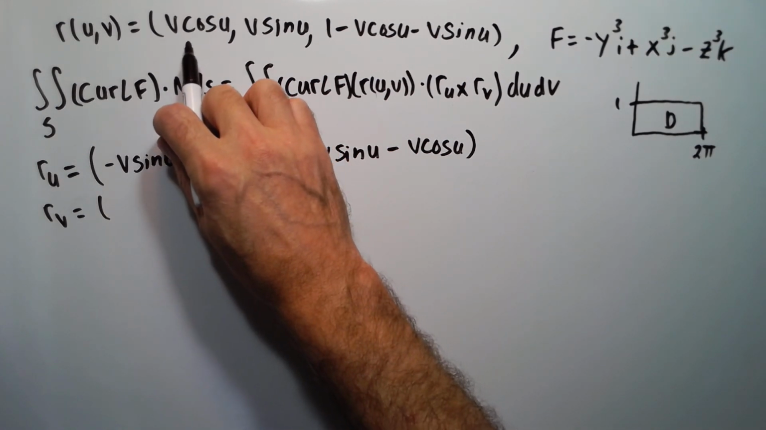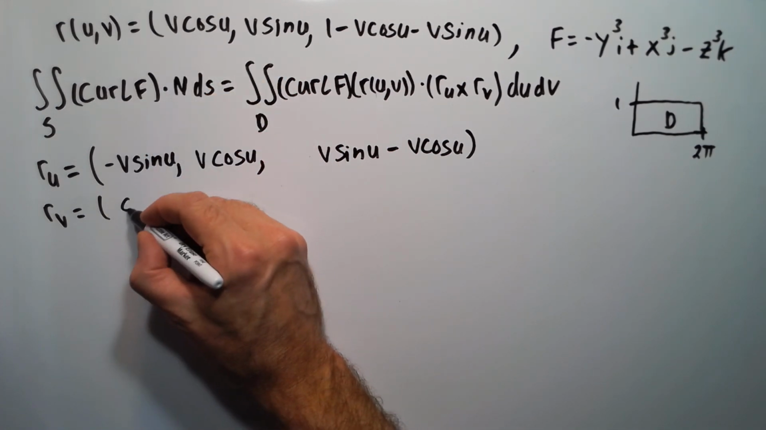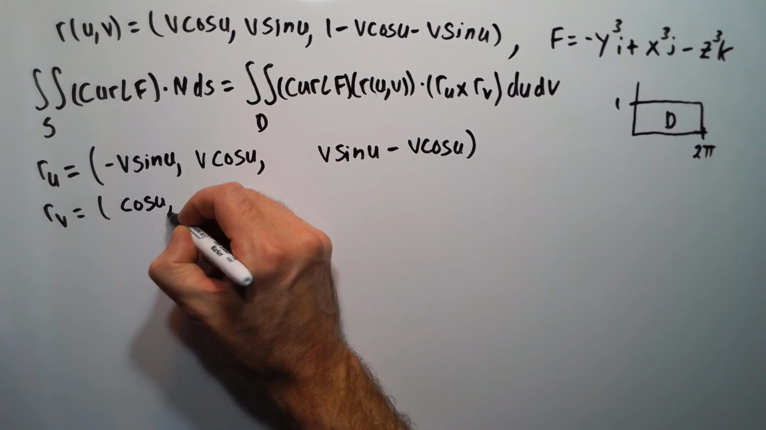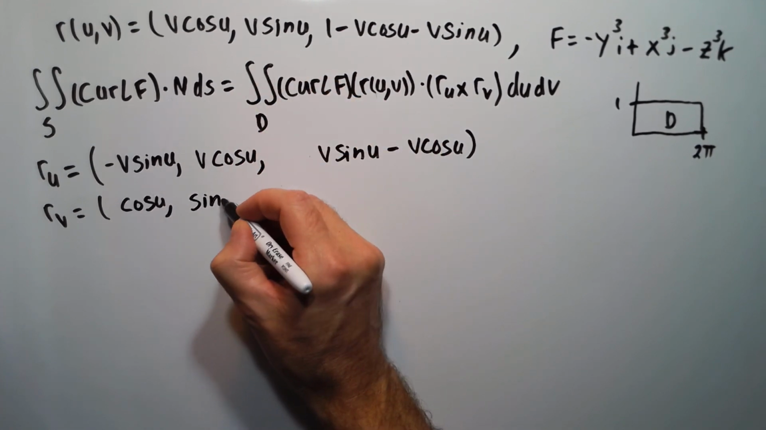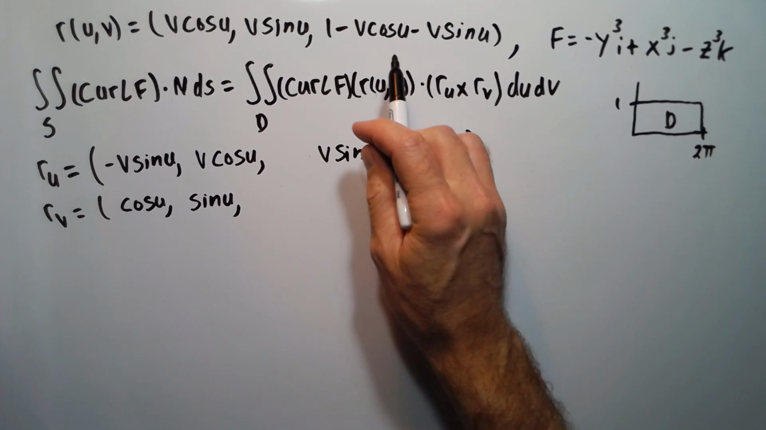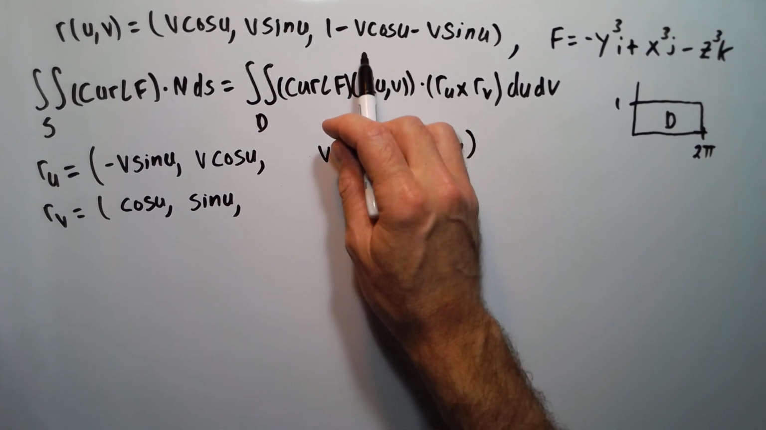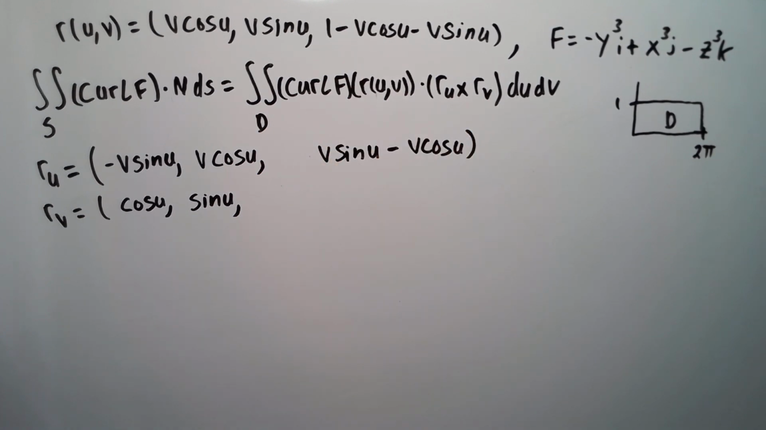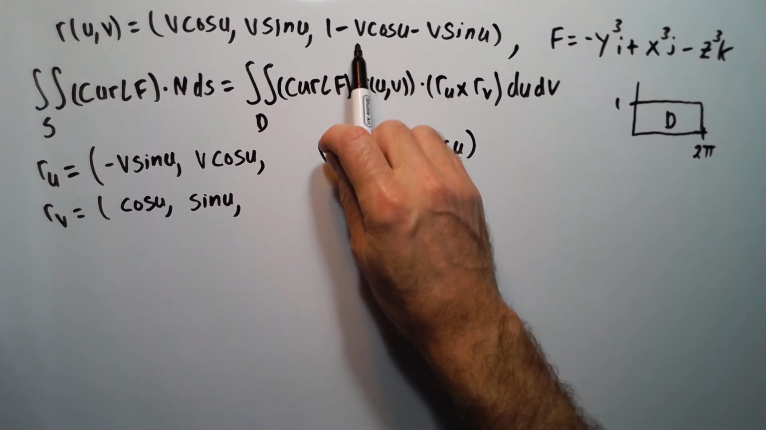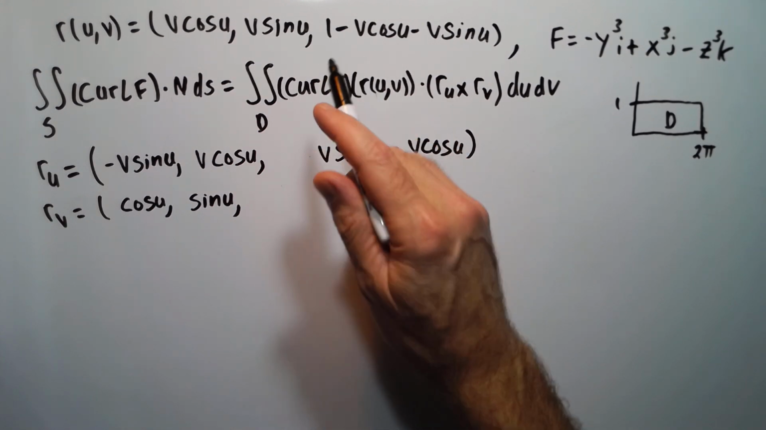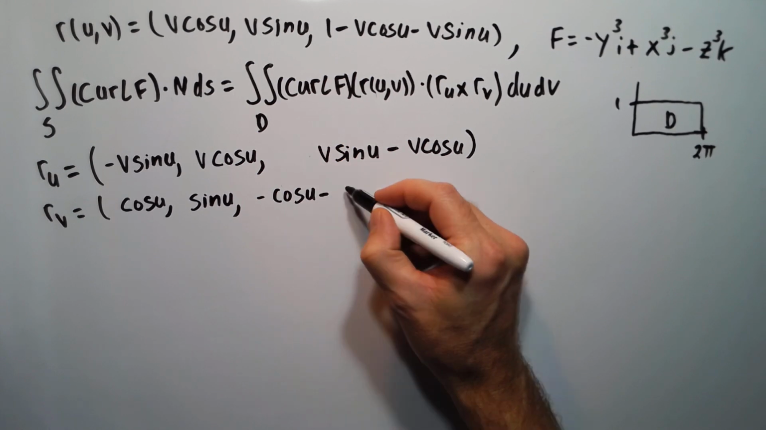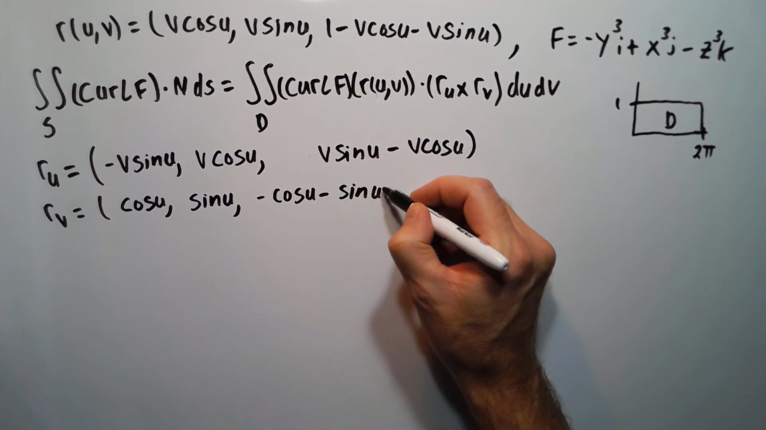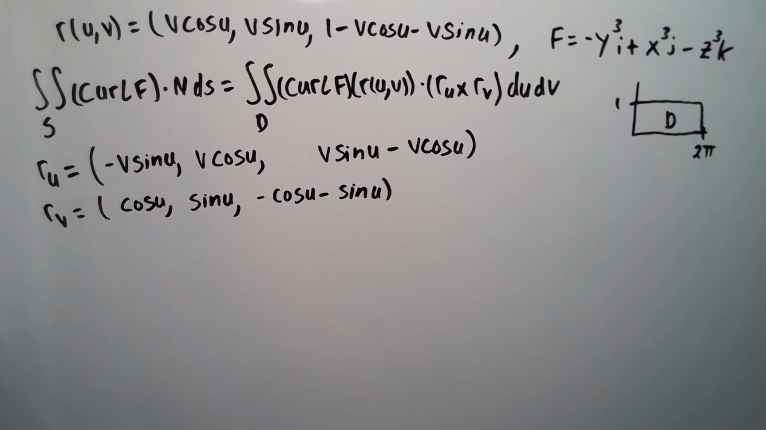So for rv, the derivative of the first guy with respect to v will be cosine of u, and the derivative of the second will be just sine of u. And the derivative of this one would be, so the derivative of 1 would be 0, and the derivative of this guy would be minus cosine u, minus sine u. Okay, so let's do the cross product now.